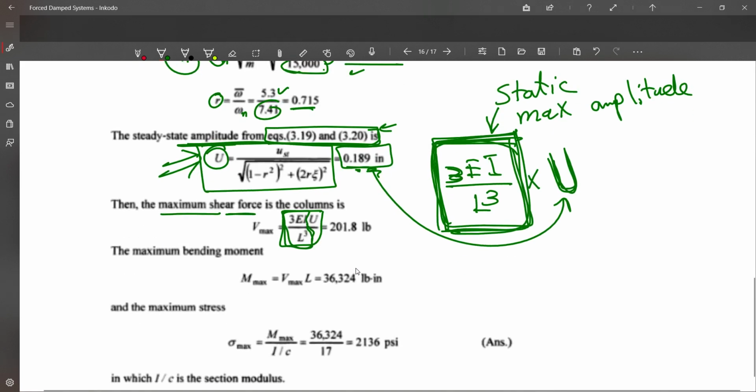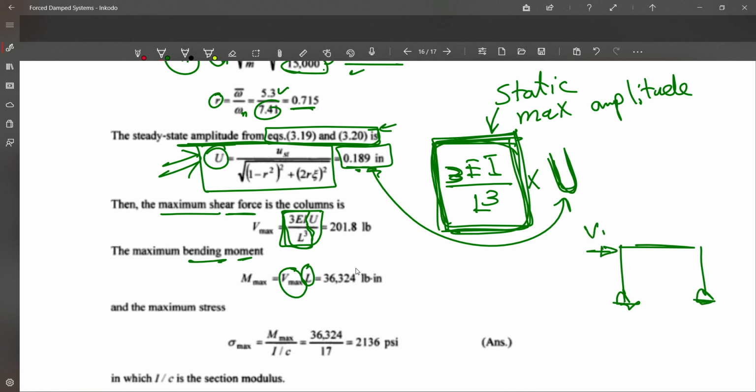Based on this, the maximum bending moment is going to be V maximum times the height, because we are talking about the maximum base shear. This is the V maximum that is going to be developed here, right? Even though it is not going to be on the bottom, it is not base excitation at all. We have the machinery here, rotating machinery, that is making this base shear.